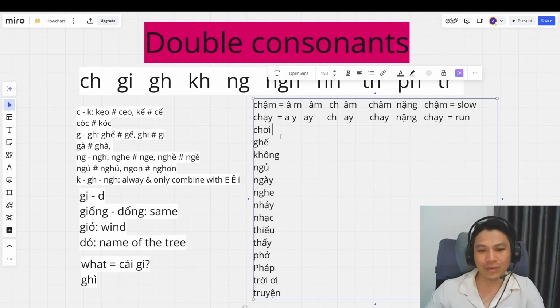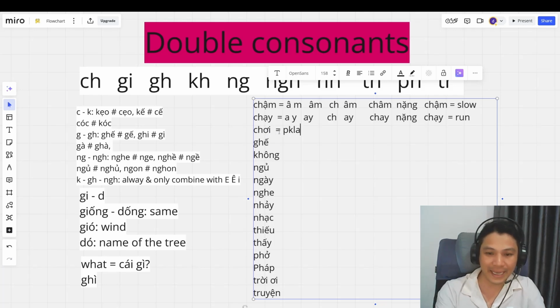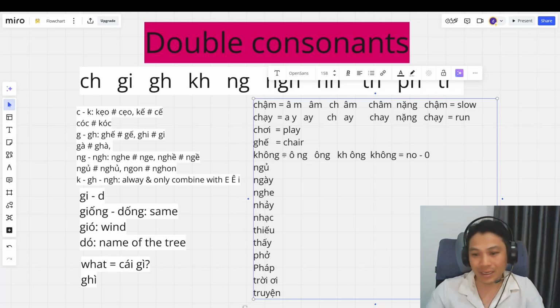Or for example like this word, y, ơi, chờ, ơi, chơi. It means play. And this one, g, e, ghê, sắc, ghế. It means the chair. Or this one, ô, ngờ, ông, khờ, ông, không. It means no or zero in Vietnamese.